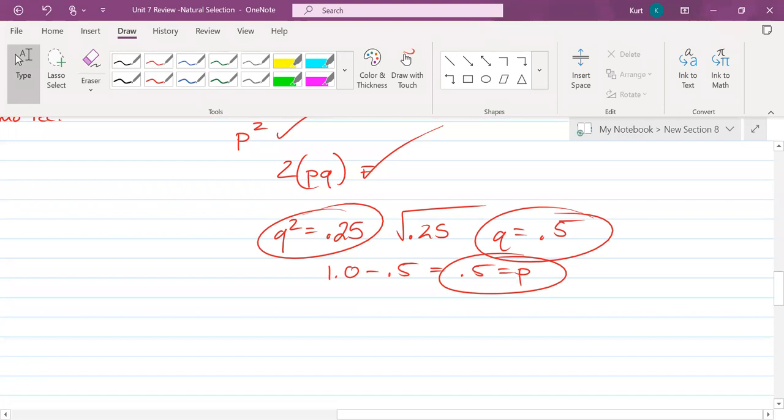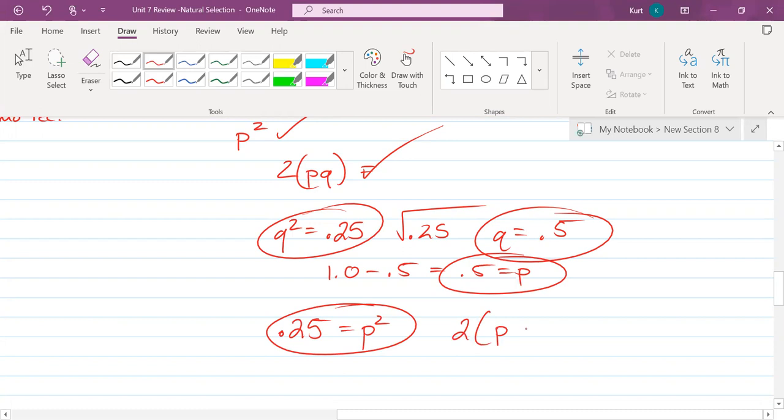And then we do 0.5 squared. That's going to be 0.25. That's p squared. And then 2 times p times q would be 2 times 0.5 times 0.5. That's going to equal 0.5. So 2pq equals 0.5. You just did Hardy-Weinberg.